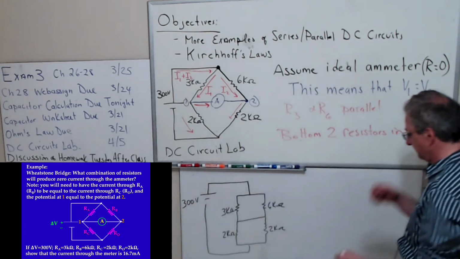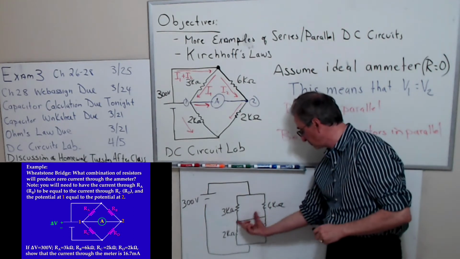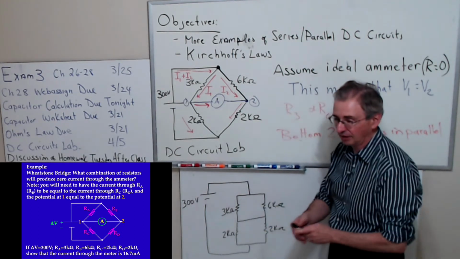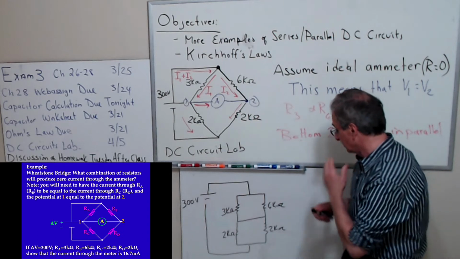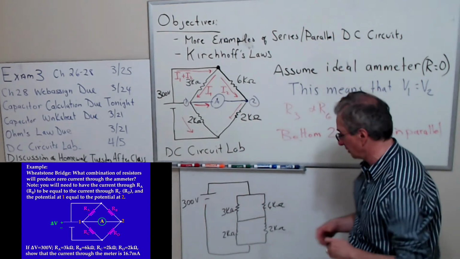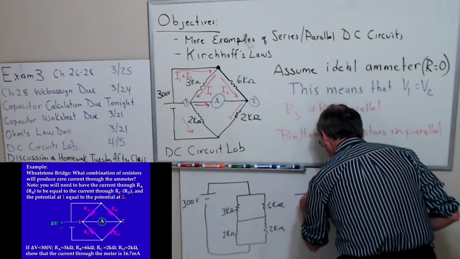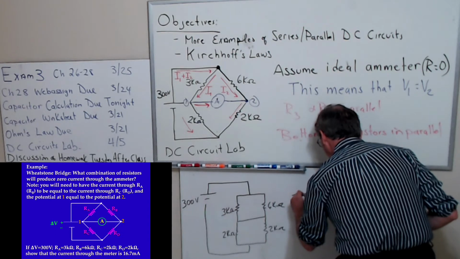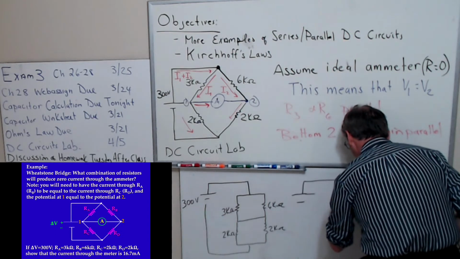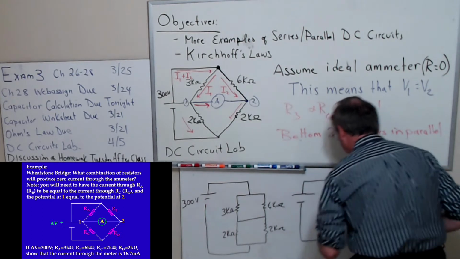And remember, this wire is no different than if I just join these two together, okay? I just put the wire there. So these two are in parallel. Can I replace those two with a single resistor? The answer is yes. So in the end, I can get this.